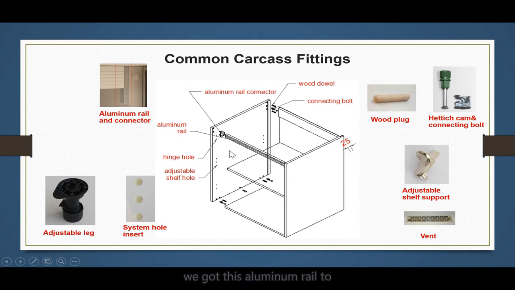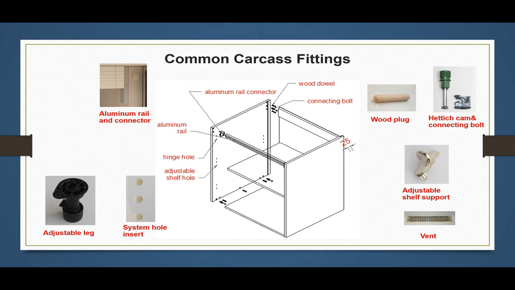And on the front part, we've got these aluminum rails to increase the strength of the whole cabinet, and we've got this aluminum rail and its connector. And below the cabinets, we've got these adjustable legs. There will be four legs installed near the four corners of the cabinet. They can adjust the height of the cabinet a little bit, so that even when the floor is not flat, you can still hold all of the cabinets on the same horizontal line. And as you can see, we've got this hole right here. We don't leave this hole open. We don't let water go in. We use these system hole inserts to cover the unused holes.